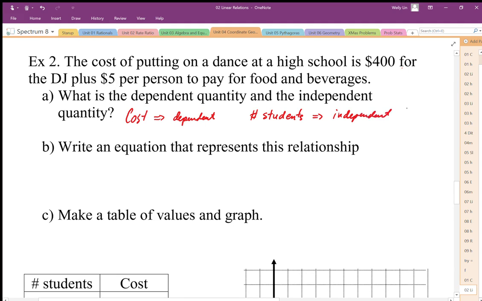Okay, now my independent is my x variable or horizontal. My dependent variable is my y variable or the vertical. So if I want to come up with a quick calculation for this relationship, well, my cost is going to be calculated by, well, I have my fixed cost, my $400 DJ, plus my variable cost, which is $5 times, and in fact, that's my rate, isn't it? $5 per person. Okay, that rate is my multiplier because now I need to multiply the number of people.